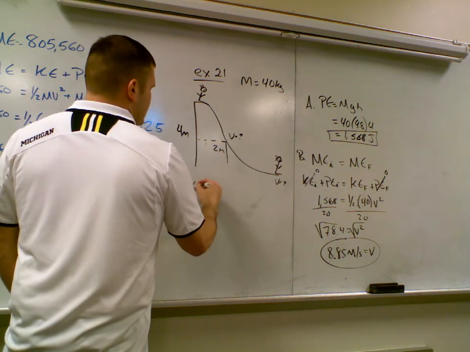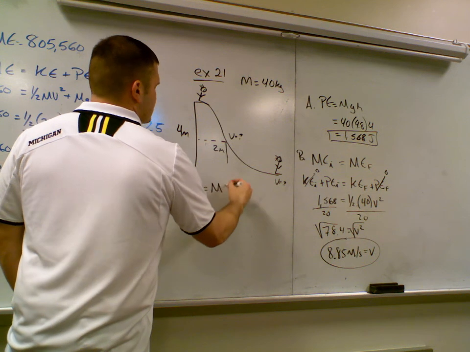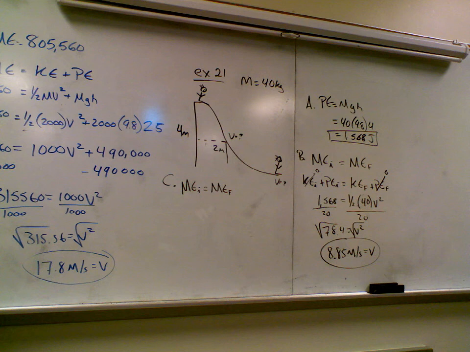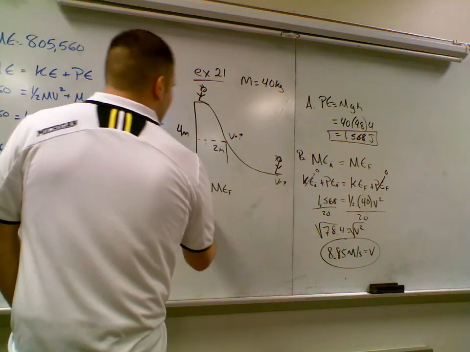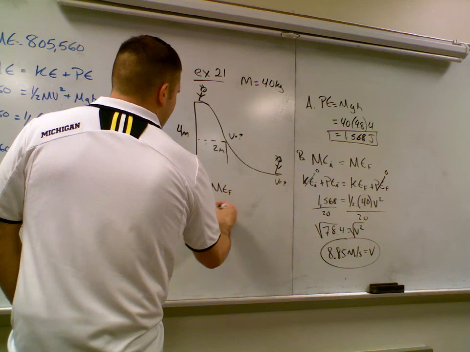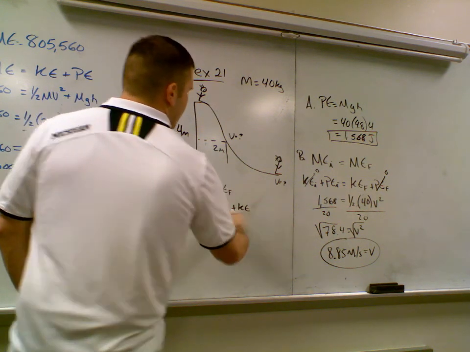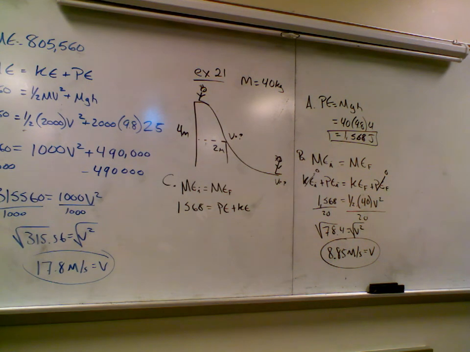So ME initial equals, I guess we really can't call it final, but it's just the convention. Because it's in the middle, you could call it ME middle if you want to. But we know our total energy to start equals our energy here in the middle, right? And we have both potential and kinetic. So we have kinetic energy right there, or potential, either one.